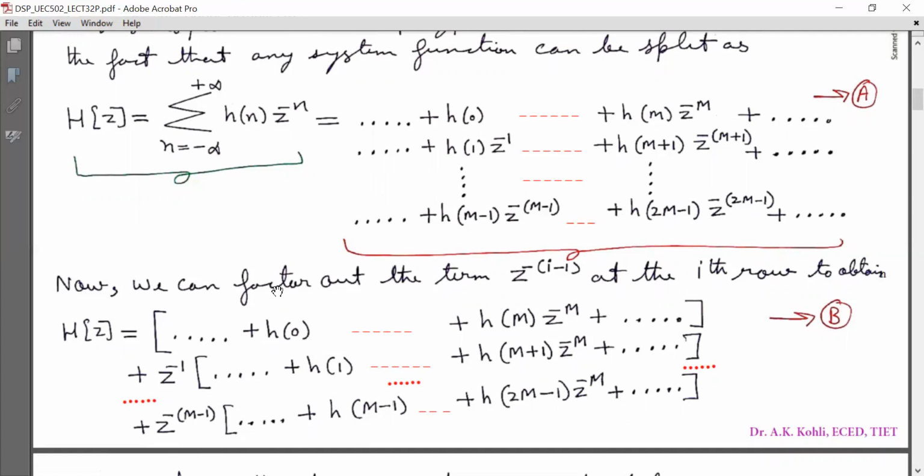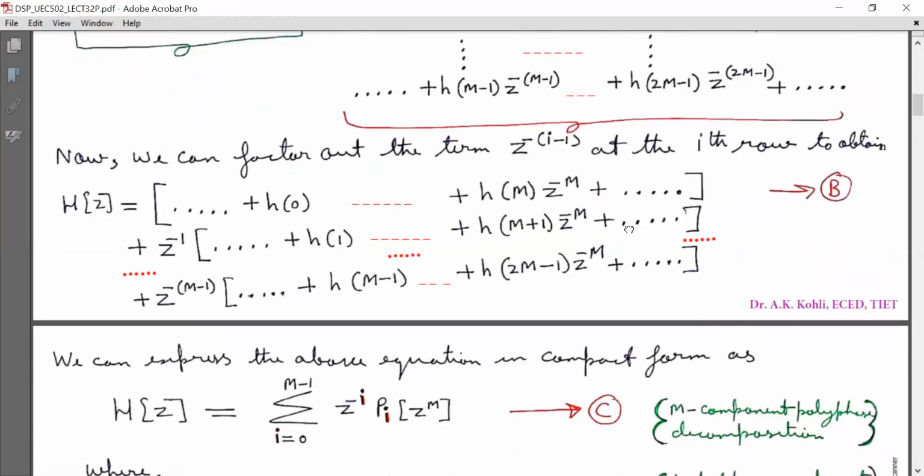So what we have done, we can factor out the term z^(-(i-1)) at the ith row to obtain equation B. Now look at this equation. A and B seem to be different, but they are both equal to H(z). They are just expressed differently.